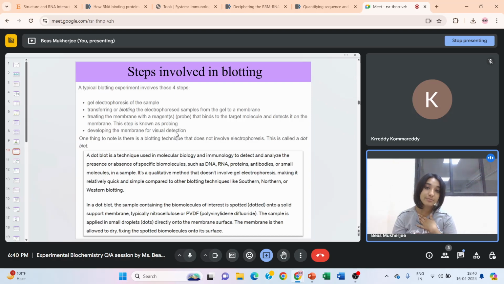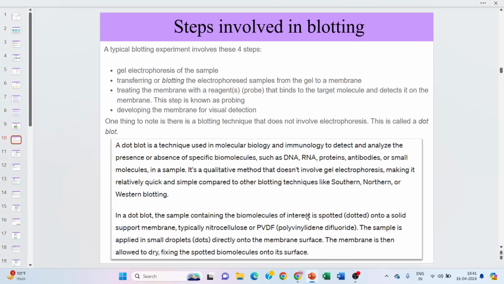In a dot blot, the sample containing the biomolecules of interest is spotted or dotted onto a solid support membrane, typically nitrocellulose membrane or PVDF membrane. PVDF is polyvinylidene difluoride. The sample is applied in small dots onto the membrane, and then it is fixed, fixing the spotted biomolecule onto its surface. So that is dot blotting. Then we will see what happens next.